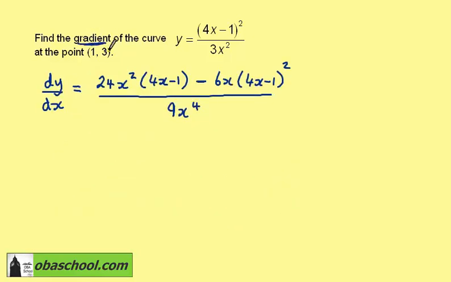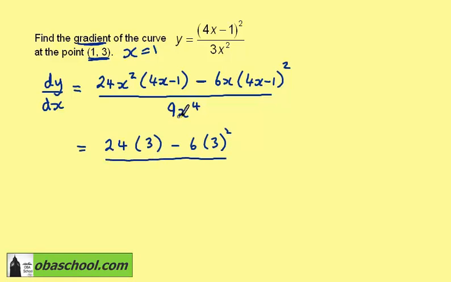We want the gradient at the point (1, 3), which means that x is equal to 1. We have 24, x squared is just 1, and this is 3. 4 times 1, take away 1, is 3. Take away 6, x is just 1, and 4x minus 1 is 3, so 3 squared. All divided by 9 times 1.